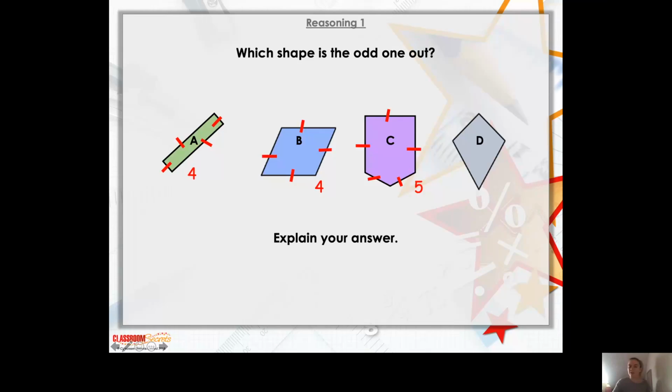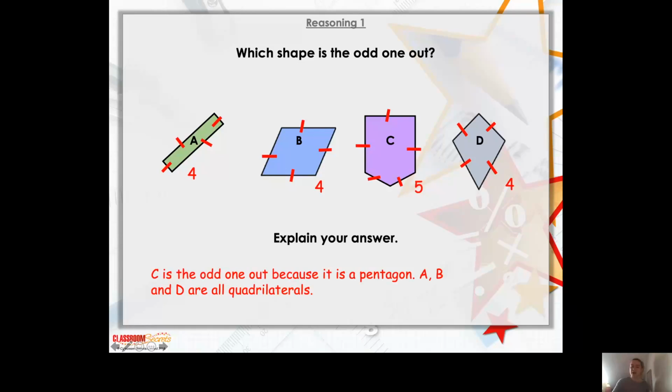Okay, so count with me again. We've got 1 side, 2, 3, 4. No more sides. So therefore, D has 4 sides as well. So we've got A, B and D with 4 sides and C with 5 sides. So yes, we were right. We just had to check the last one, didn't we?